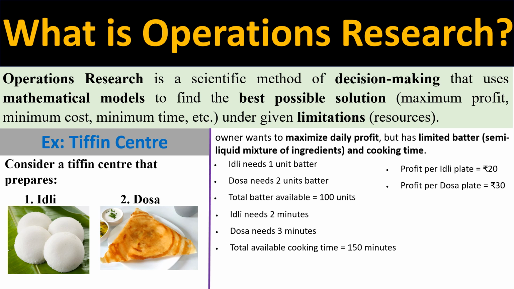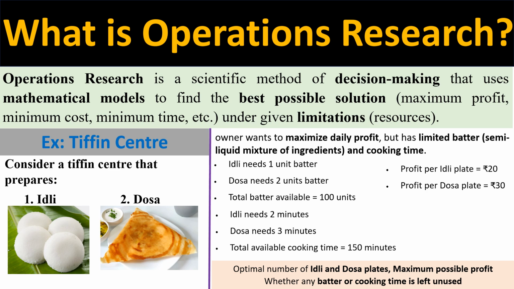Then profit per idli plate is 20 rupees and profit per dosa plate is 30 rupees. So we have to find out the optimal number of idli and dosa plates, the maximum possible profit, and whether any batter or cooking time is left unused.